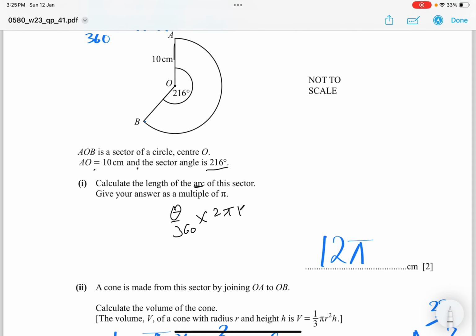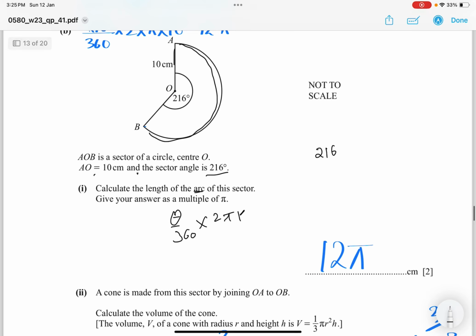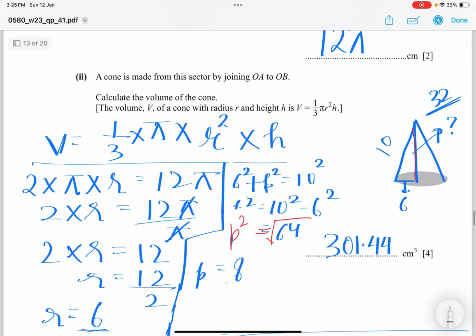In perimeter, we take the radius. For length of arc, we will only take this one. That would result in 216 upon 360 times 2 times pi times the radius, that is 10. Now, if you put this value in the calculator in pi form, you will get 12 pi. The cone is made up of this sector by joining OA and OB. Calculate the volume of the cone.